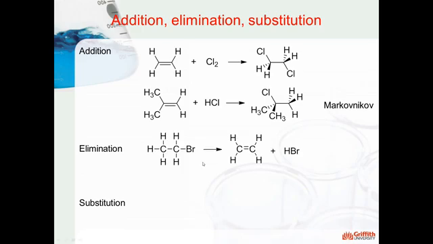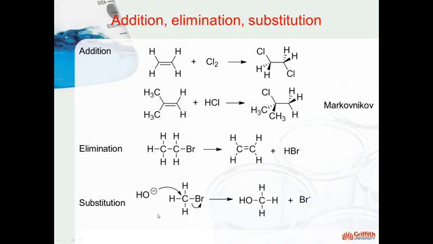The reverse of addition is elimination. So this is where we go from single bonds to forming a double bond, or from double bond to a triple bond. So HBr is eliminated and we form a carbon-carbon double bond. So the bromine from one carbon and the hydrogen from an adjacent carbon, and then they form a carbon-carbon double bond.